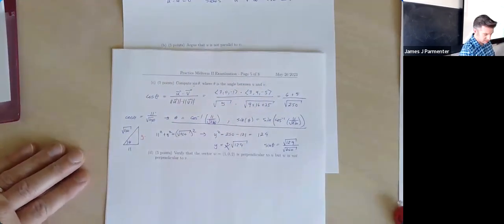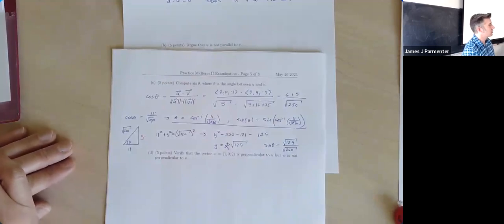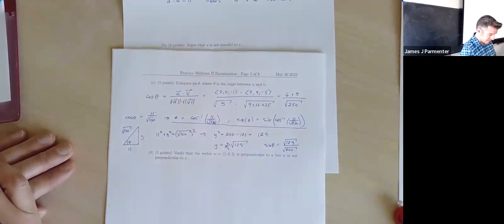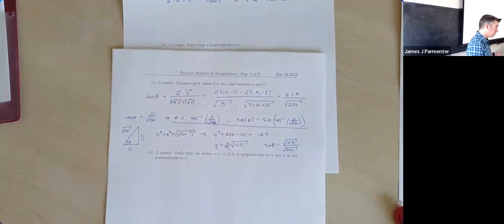So here, sine of theta should be the square root of 129 over the square root of 250. Which for sure shows that these vectors are not parallel to each other, because if they're parallel, sine of theta would have to equal 0. Because sine of 0 degrees is 0 and sine of 180 degrees. Or if you like, sine of 0 is 0 and sine of pi is 0.